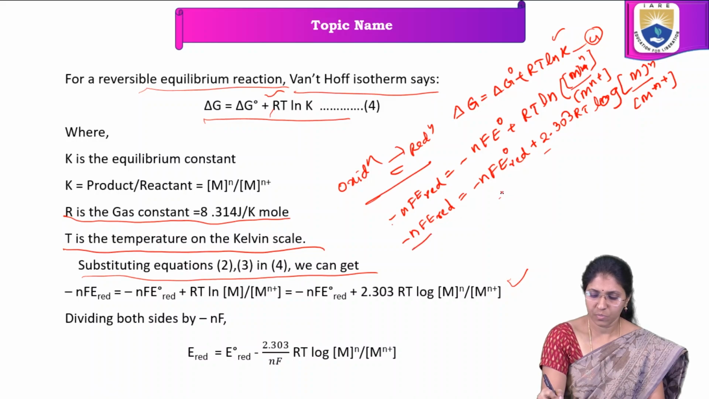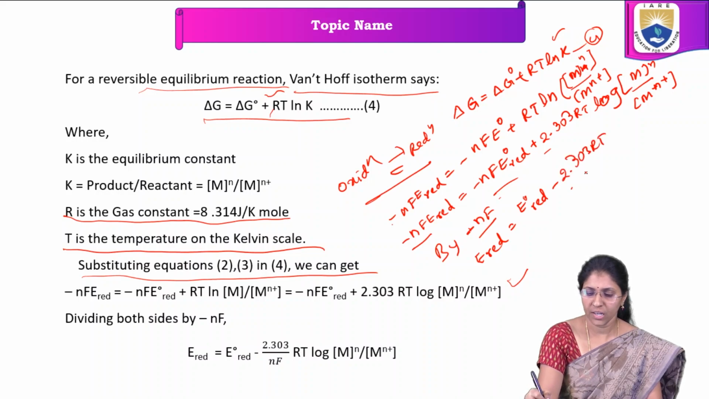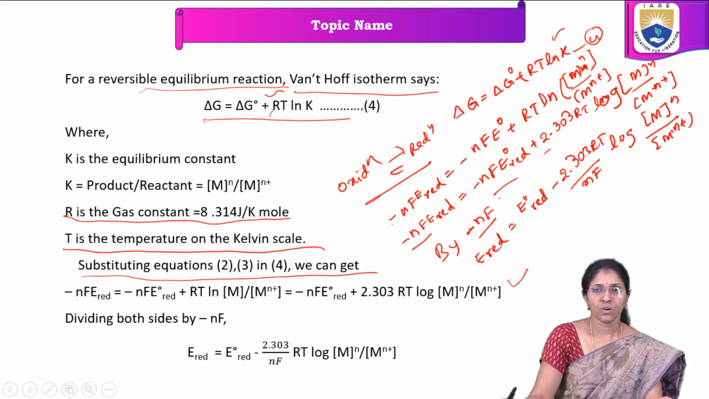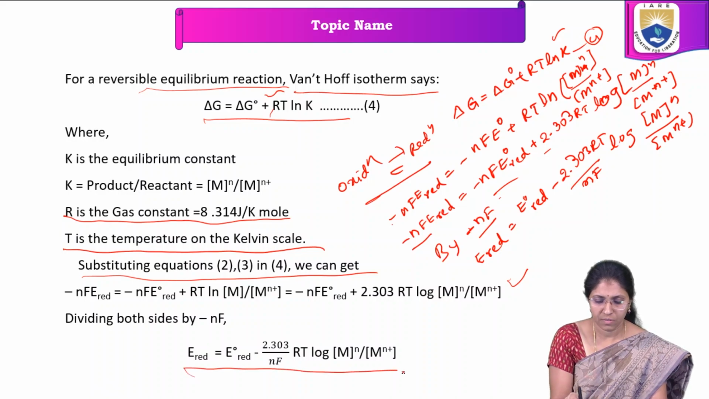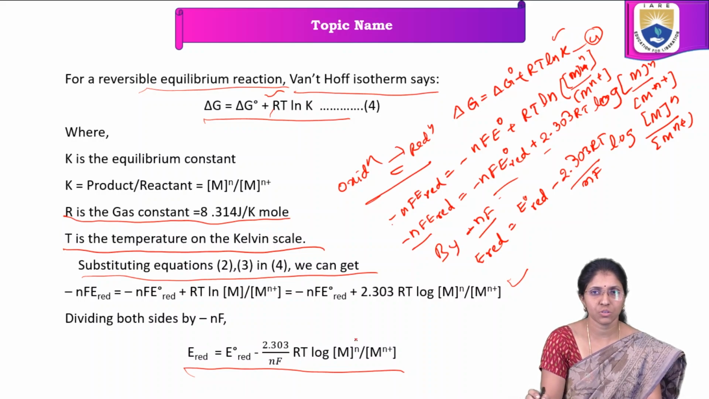By dividing both sides by minus nF, we get E reduction equals E naught reduction minus 2.303 RT by nF log concentration of metal by concentration of metal ion.